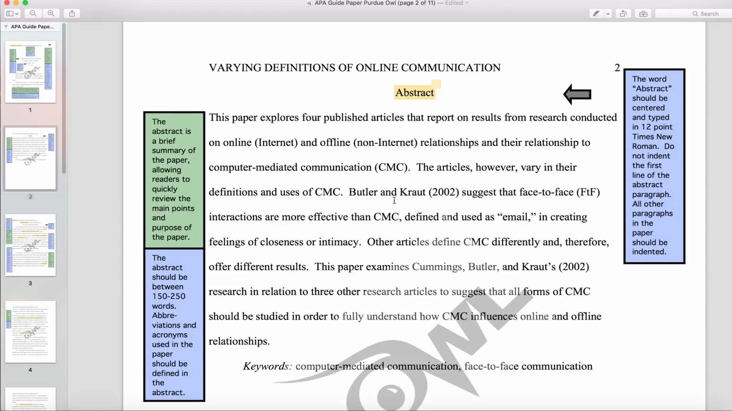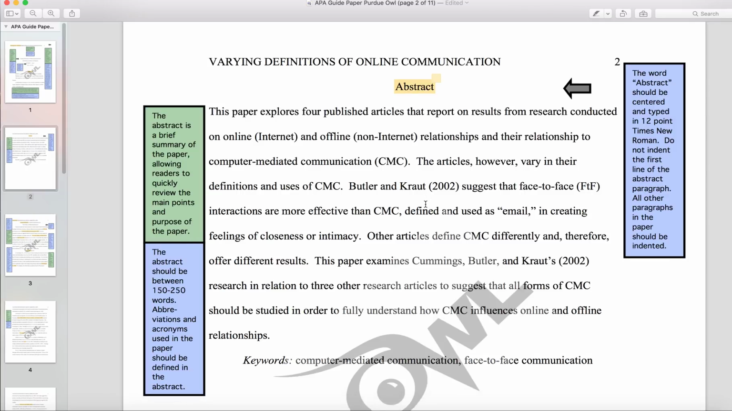And then there's different ways to cite. They have a lot of different ones here. They're here for a reason, to show you. But you can see here they use Butler and, and notice it's "and" and not the sign for it, Shift 7 on your computer.